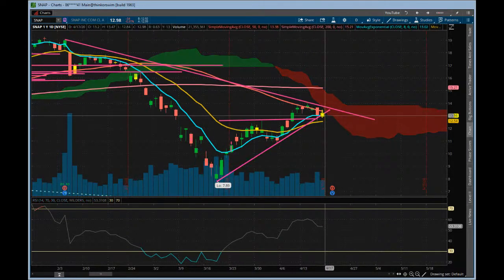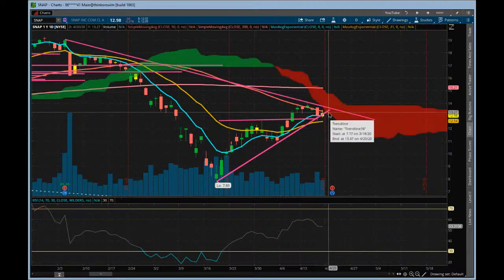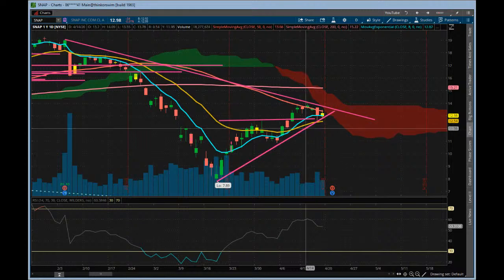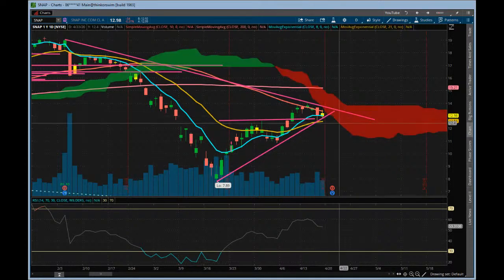So, inside day right at the bottom of this triangle right here. We could actually stretch it if we want to. Here, let's go like this. Right there. So this thing looks like it's ready to break out one way or another. A triangle right into the cloud. So who knows?